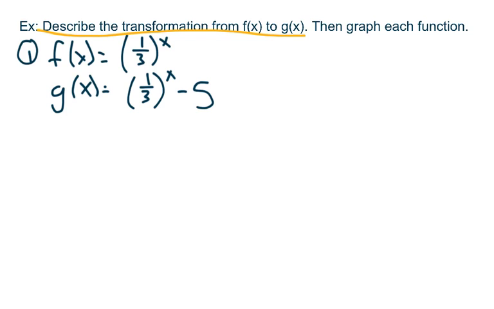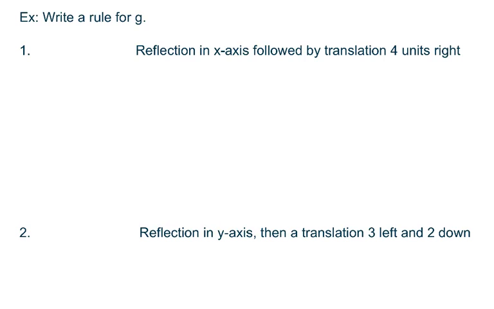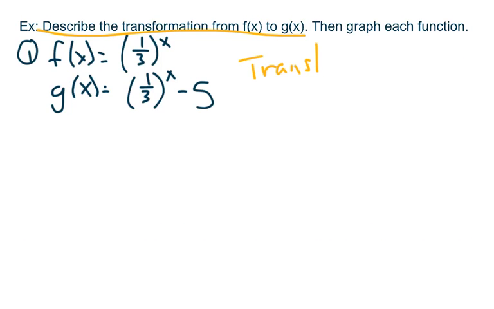If I look at f of x and compare it to g of x, the only thing that changes is this minus 5. It's on the end of the function and we're subtracting. Anytime we're adding or subtracting, that's a translation. Translation 5 units. And remember, with vertical translations, since it's on the end of the function, it's a normal direction. So anytime we see minus, that means down. 5 units down.